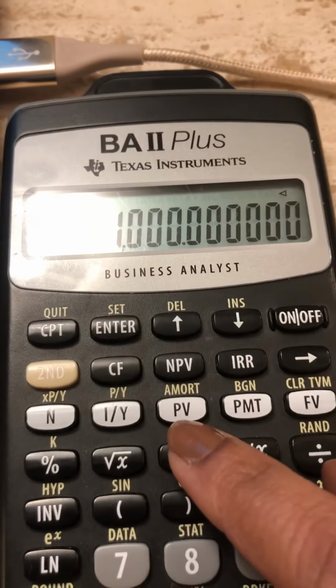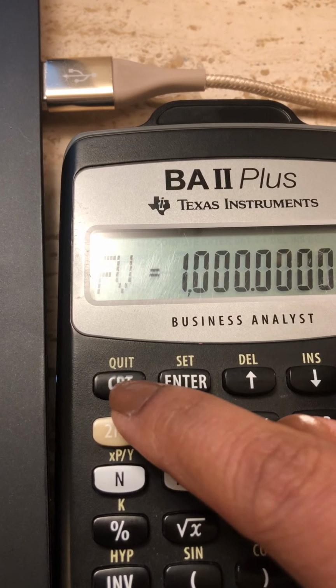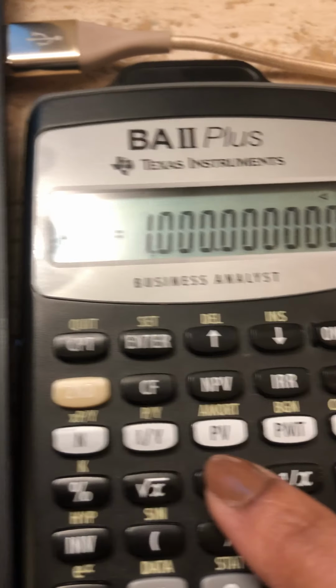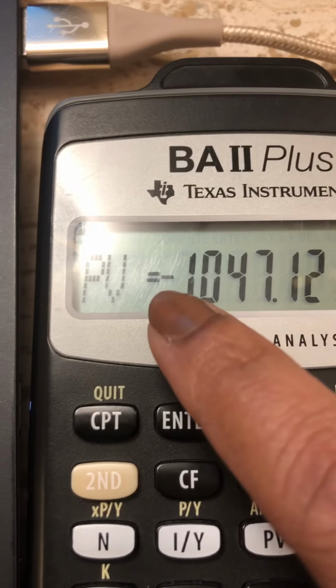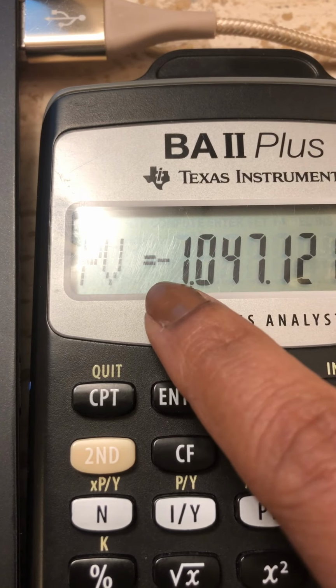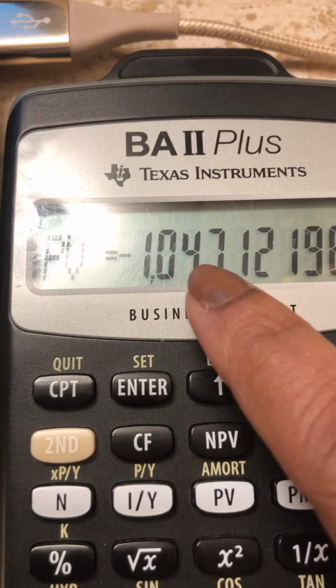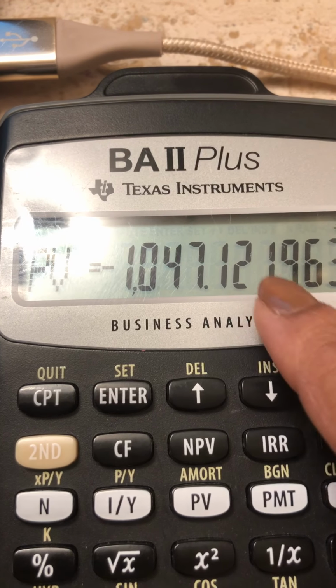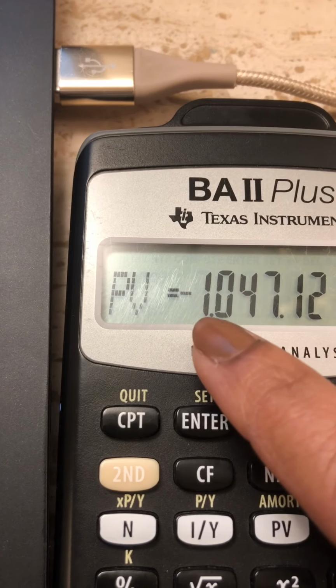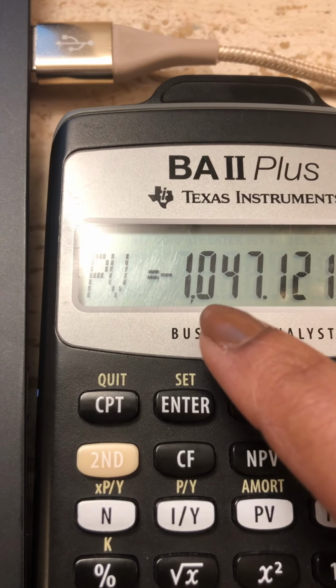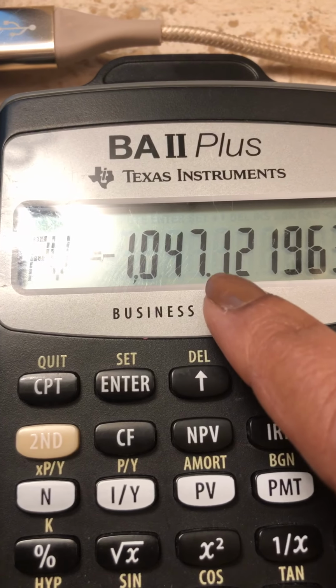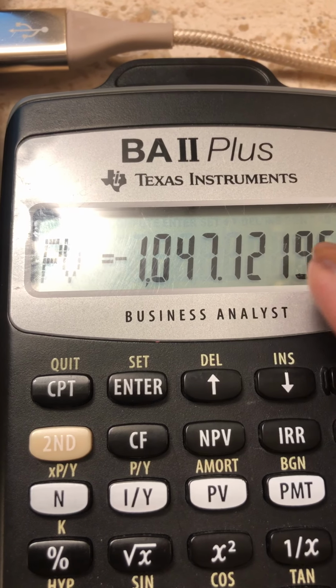Then I need to compute my PV. So I say compute PV, giving me a PV of minus 1047.1219, or the present value, the price of the bond equal to 1047.122.